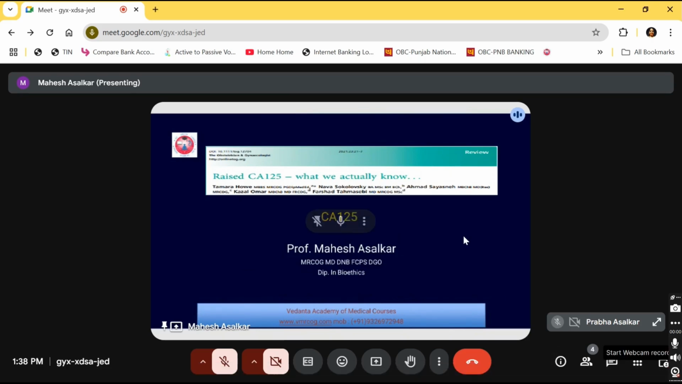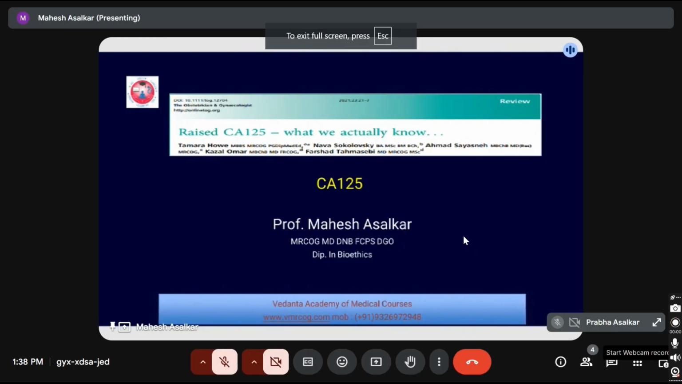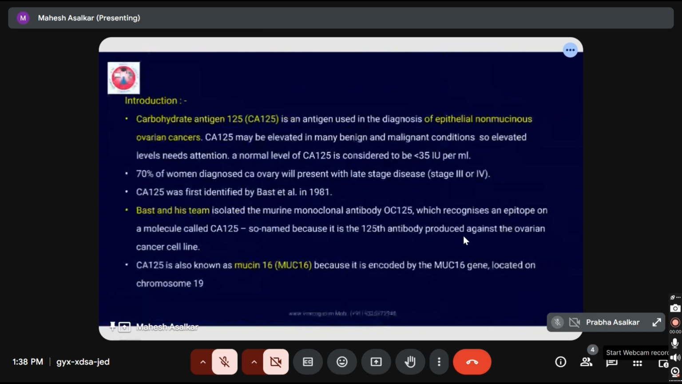In 2021. Okay, so this article talks about CA125 as a tumor marker. Carbohydrate antigen 125. CA125 is nothing but carbohydrate antigen 125. It is an antigen used in the diagnosis of epithelial non-mucinous ovarian cancer. Remember, epithelial but non-mucinous ovarian cancer, CA125 is used in the diagnosis.